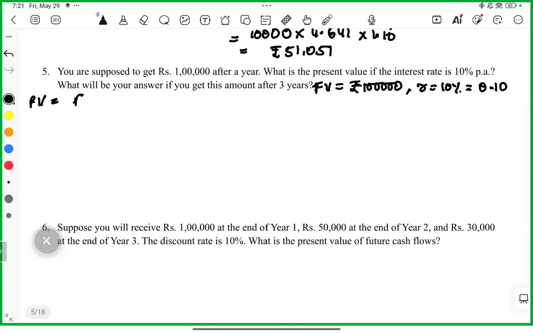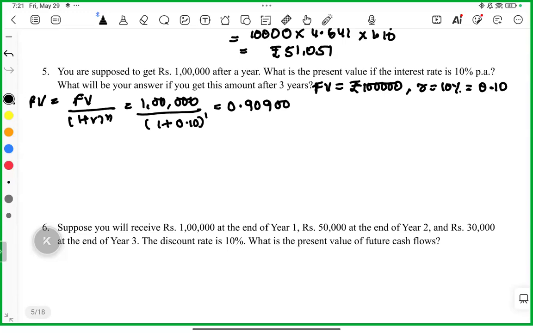Formula for present value is future value upon 1 plus R raised to N, which is equal to 1 lakh divided by 1 plus 0.10 raised to 1, which is equal to 0.90900 approximately. Okay. Now, if you want to use tables, instead of the formula, what you can do is future value into PVIF at 10 percent for 1 year. Okay, so future value is 1 lakh.